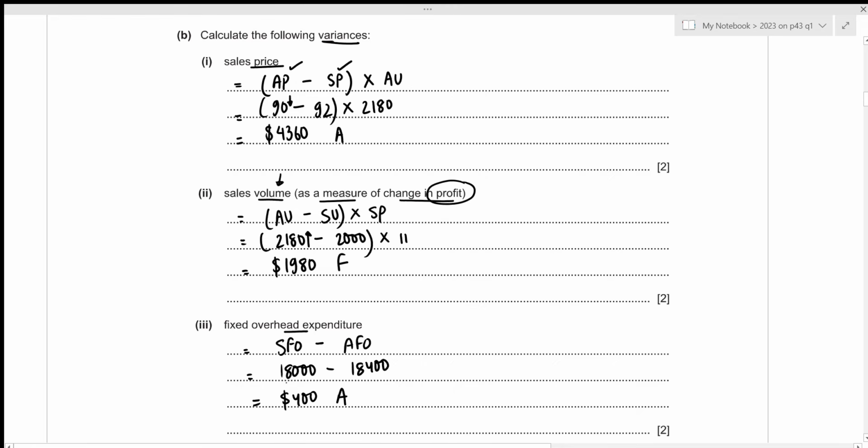And that's also the case because we only hoped for our fixed overhead to be 18,000, but in reality, we had to pay the fixed overhead of 18,400, which is higher than what we anticipated for. So that's a negative factor because we do not want our cost to be higher than what we hoped for.